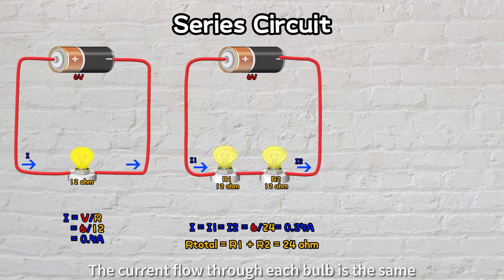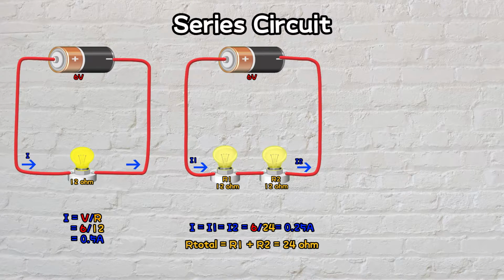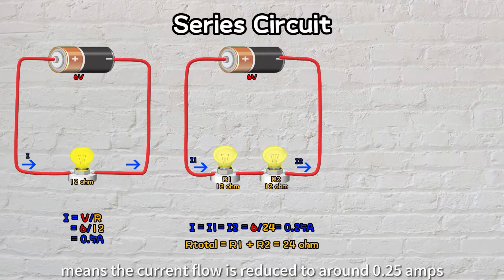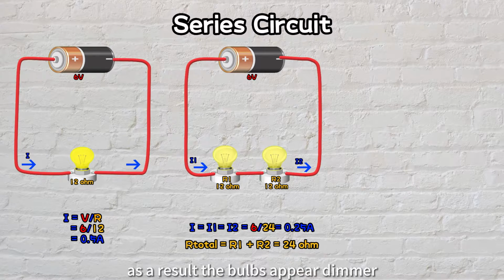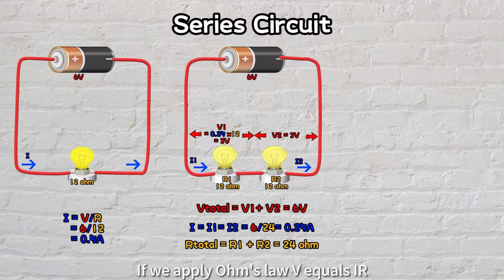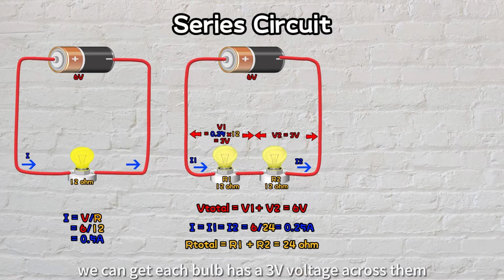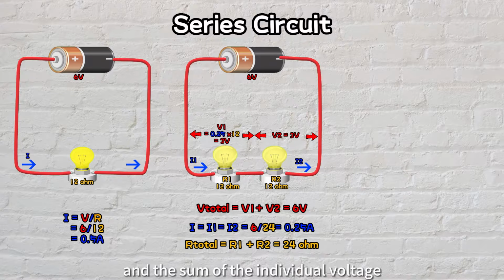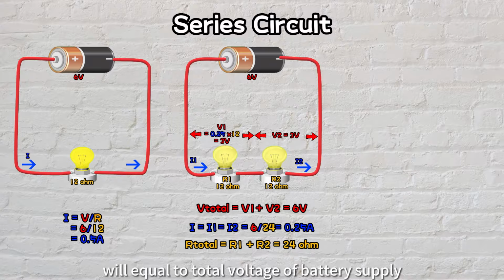The current flowing through each bulb is the same, in which I equals I1 equals I2. But the higher total resistance means the current flow is reduced to around 0.25 amps. As a result, the bulbs appear dimmer. Additionally, the voltage across each bulb is reduced as well. If we apply Ohm's law, V equals IR, we can get each bulb has 3 volts across them. And the sum of the individual voltages, V total equals V1 plus V2, will equal the total voltage of the battery supply.